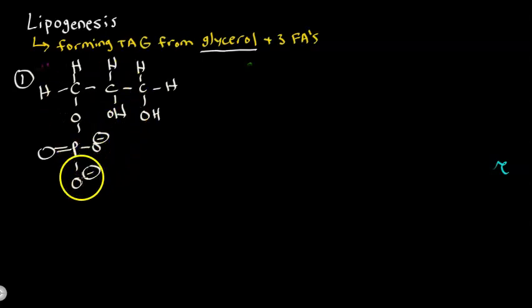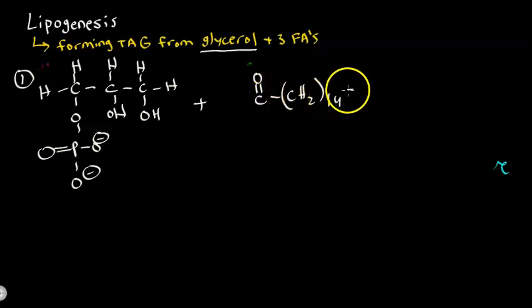So here we have glycerol 3-phosphate. And what we're going to do is combine that with the first fatty acid. If you recall, the first fatty acid looked like this. So we're going to combine it, right? We had our C double bond O, we had our CH2 14, CH3, and then we had our coenzyme A, in a different color.